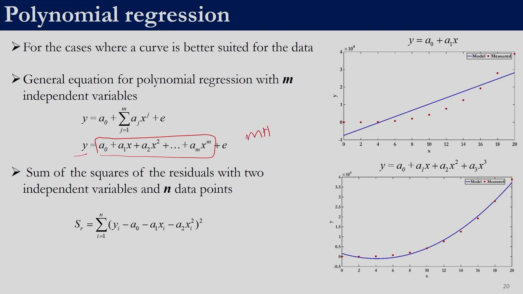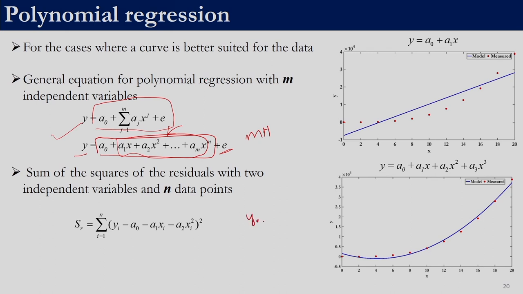This is the measured or observed value. This is what is from the model. So there could be a difference between the measured value and the model. That is the error. Compactly it can be written like this: a0 plus the sum over j equals 1 to m, because there are these m terms, of aj x^j, plus the error. So this is the generic polynomial regression.